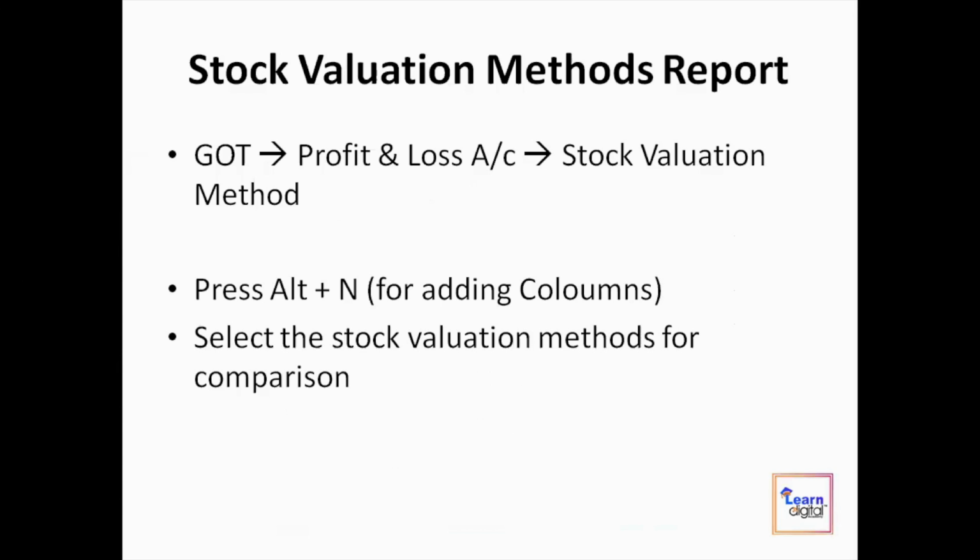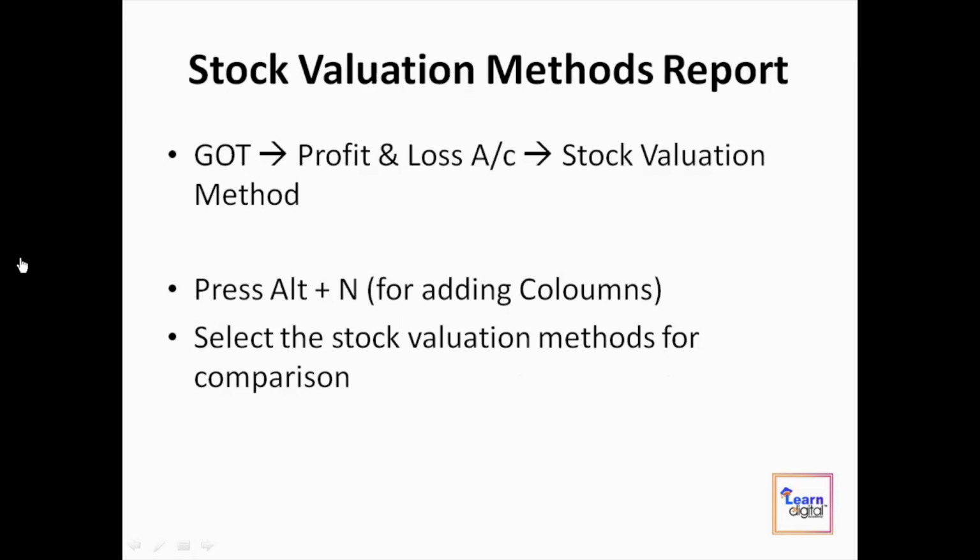So how do we check different stock valuation methods and compare them? For that, we need to add different columns. To add a new column, you can press Alt N or Alt A. Alt N is for altering the column or Alt A for adding the column. And then select the different valuation methods for stock valuation to compare them.